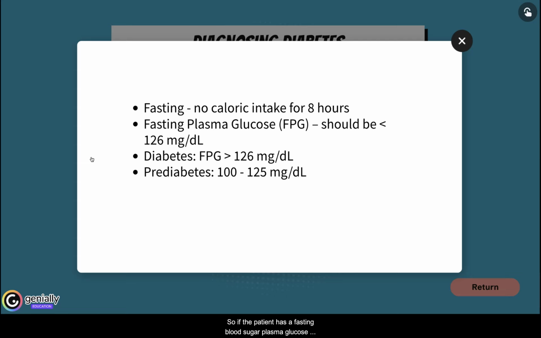So if the patient has a fasting plasma glucose of greater than 126, right, then they can be diagnosed with diabetes. And what is it for pre-diabetics? If your fasting blood sugar after 8 hours of fasting is between 100 to 125, then you could be pre-diabetic.